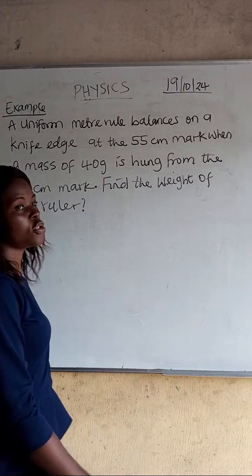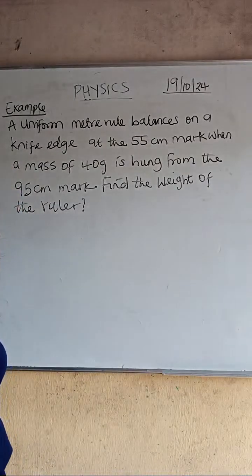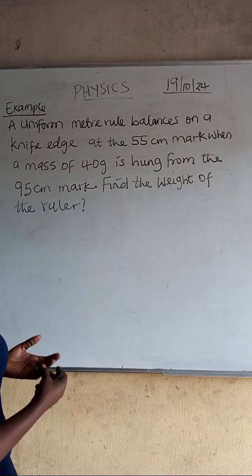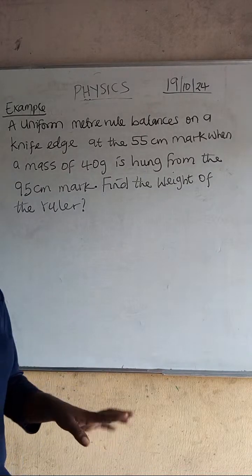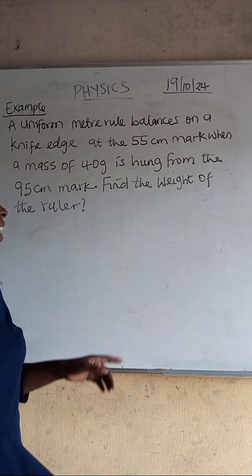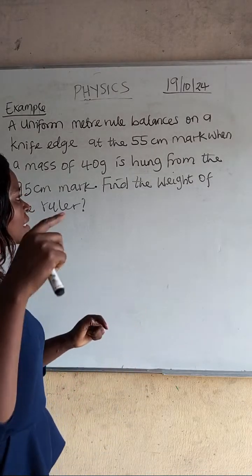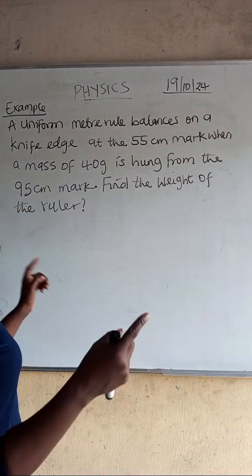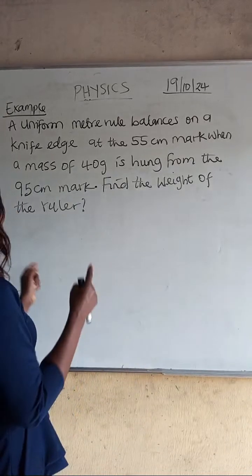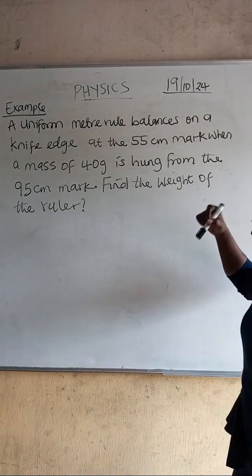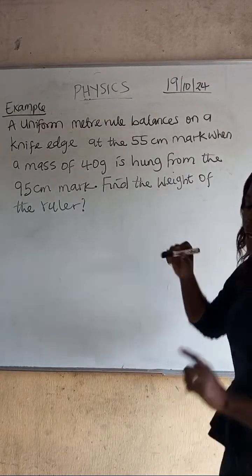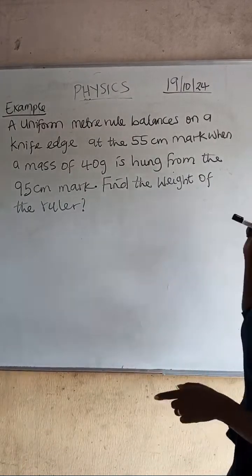All right. So looking at this question, let's look at it. It says a uniform meter rule, that is a meter rule, the one that is complete, balances on a knife edge, okay, at the 55 centimeter mark when a mass of 40 grams is hung from 95 centimeter.